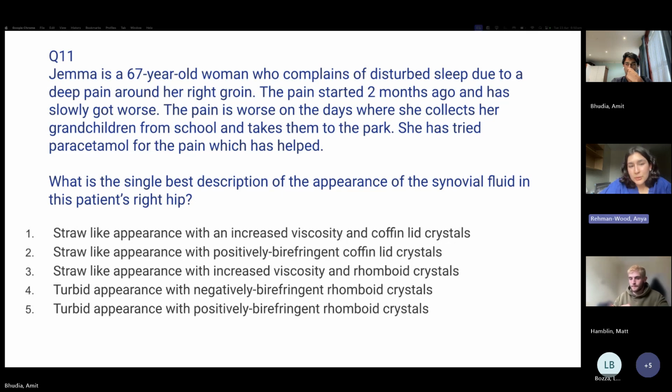So Gemma's a 67-year-old woman who complains of disturbed sleep due to a deep pain around her right groin. Pain started 2 months ago and has slowly got worse. And it's worse on the days where she collects her grandchildren from school. She's tried paracetamol, which has helped. So can we have the answer, please?